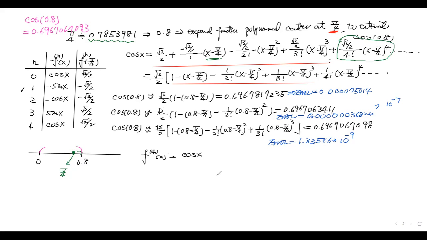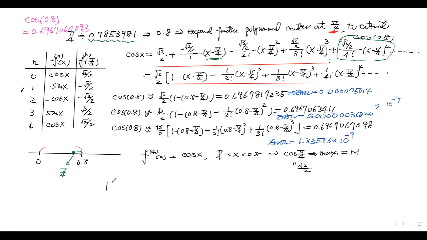Okay, so cosine x, then the x right now is from pi over 4 to what? 0.8. And the cosine is a decreasing function. So that means cosine at pi over 4 has what? Has the maximum value. So let's have our M here. So cosine pi over 4 is square root of 2 over 2.